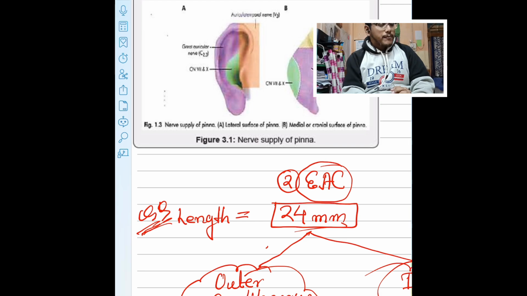A little bit about the embryology. The pinna develops from the hillocks of His. If there is fusion failure, it may lead to preauricular sinus.